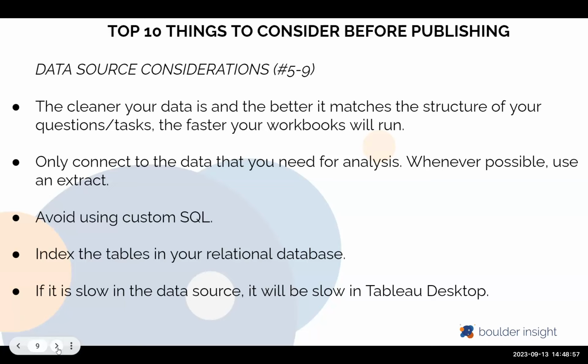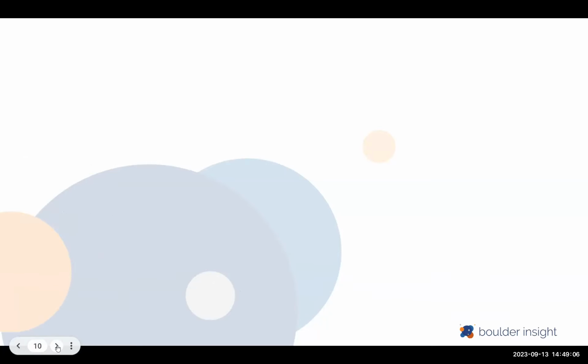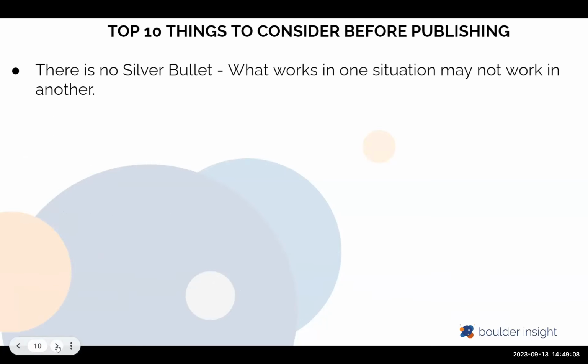And then the 10th point, oh, there's my second part. The 10th point really is an overall consideration to take into account when publishing, which is that there is no silver bullet. And this goes back to what I started with. What works in one situation may not work in another. So you may have a published workbook that is working for a particular client. You have another client who is asking for the exact same visualizations. It's just a different data set.